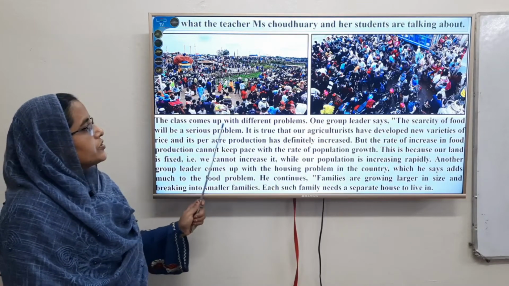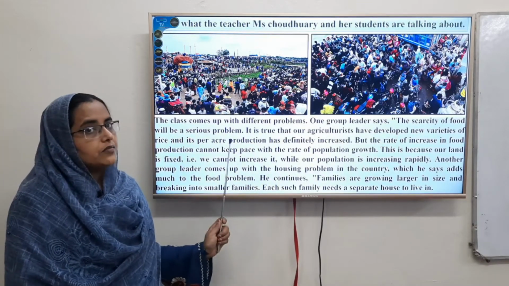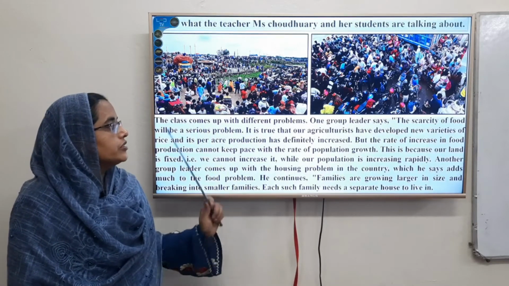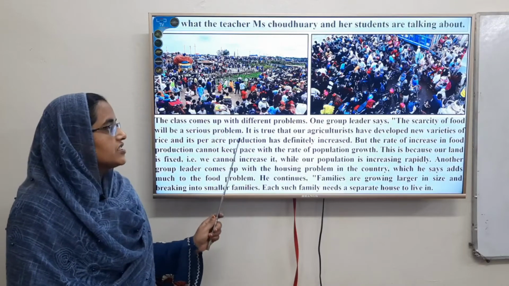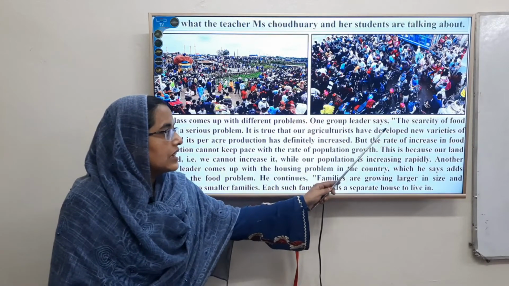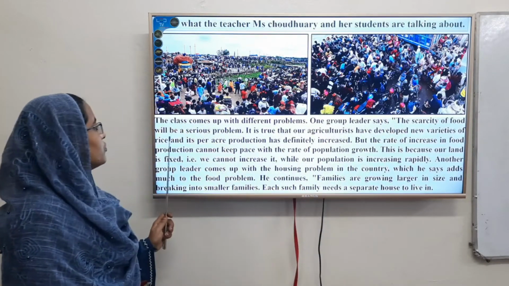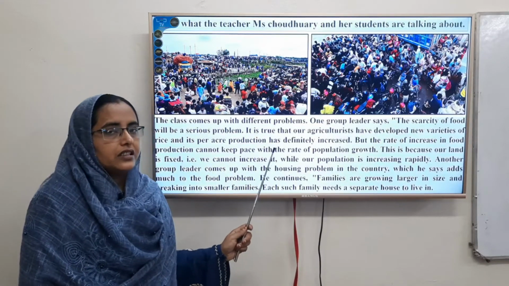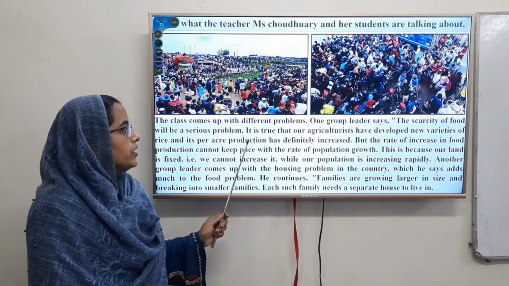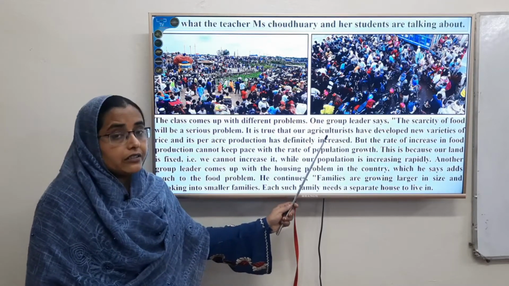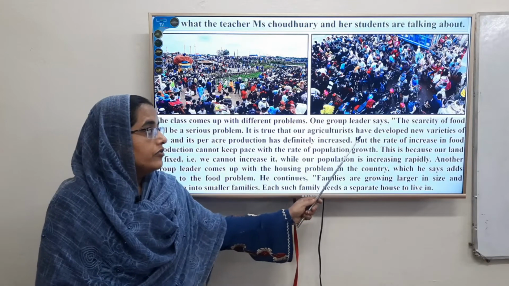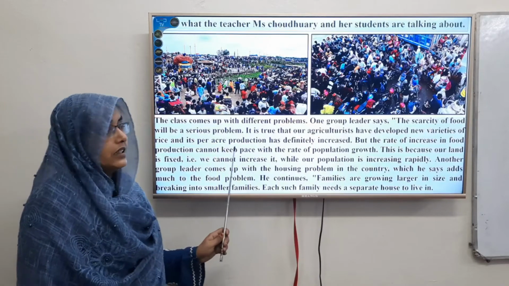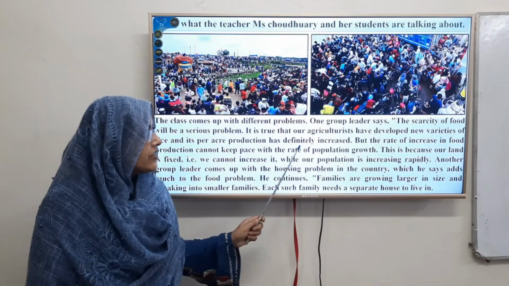The class comes up with different problems. Here, comes up means discussed. One group leader says the scarcity of food will be a serious problem. Definitely, the scarcity of food is a serious problem. It is true that our agriculturists have developed new varieties of rice and its per acre production has definitely increased.